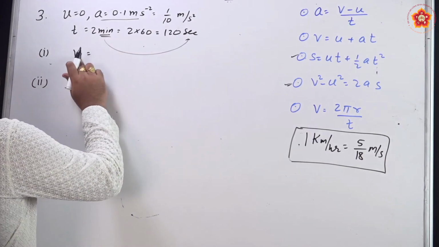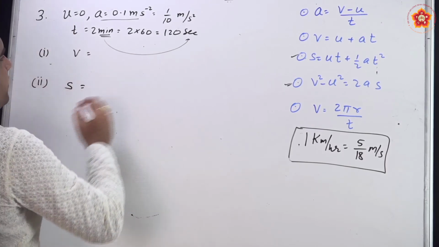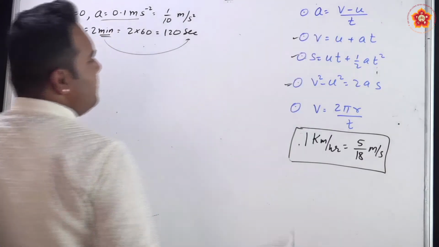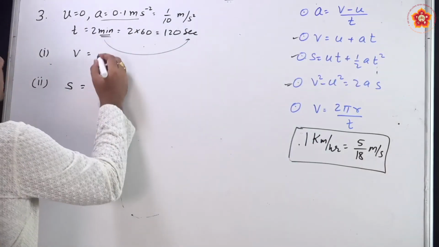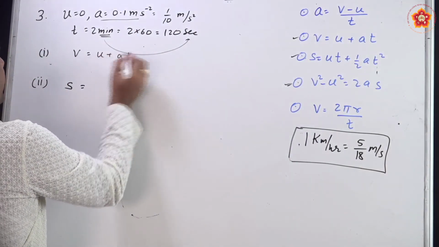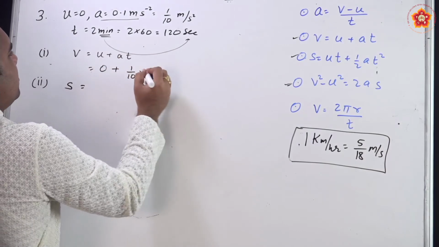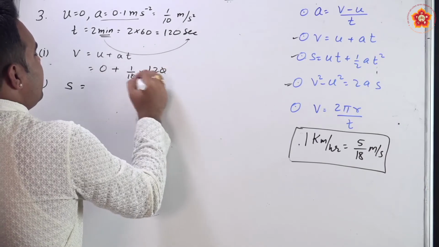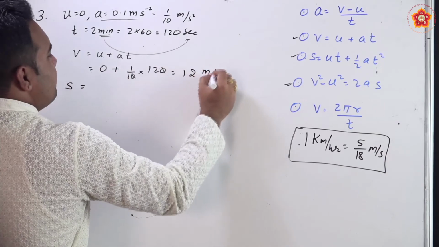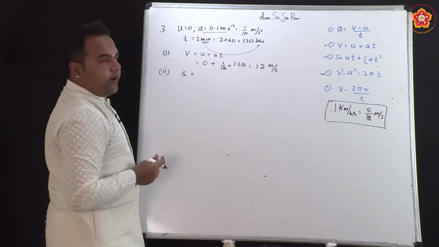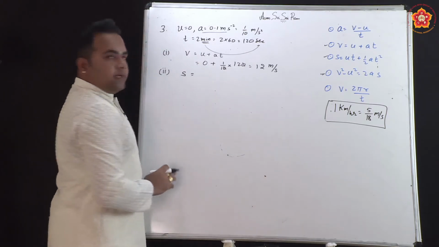Now, they are asking us to calculate the velocity acquired. So, it starts from rest and what will be the final velocity. So, which equation do we need to use? The first equation we will use because we know the initial velocity, we know the acceleration and time. So, v is nothing but u plus at. u is 0 plus acceleration 1 by 10 into t 120, it will be 12. Units will be what? For velocity, SI unit, meters per second. So, the velocity acquired after this much time with this acceleration will be 12 meters per second.